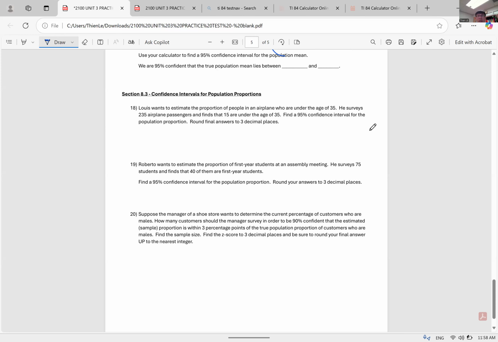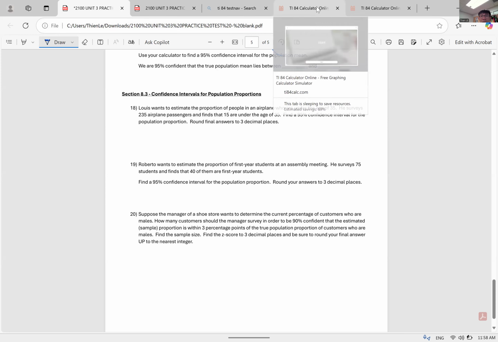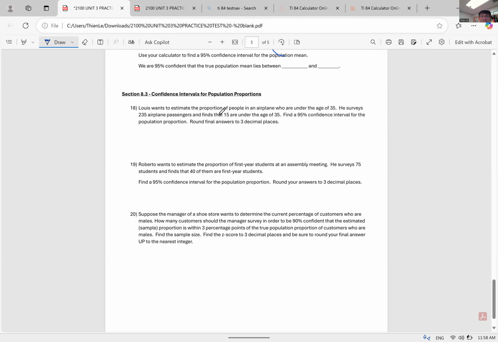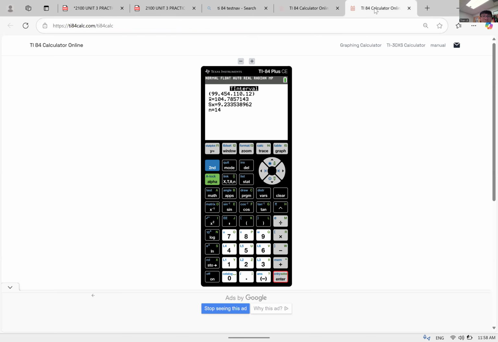Find the 95% confidence interval for the proportion. So this is just a proportion interval, right? In this one, what you need to do is provide the sample size, and your X value, which is the number of people who satisfy the condition, and the confidence level for your TI calculator.